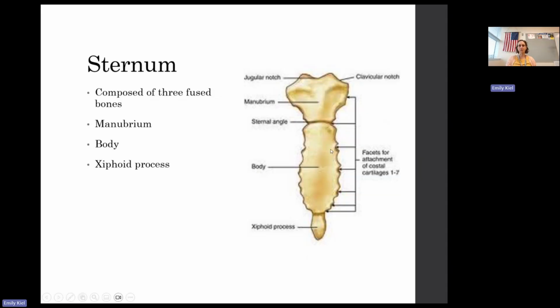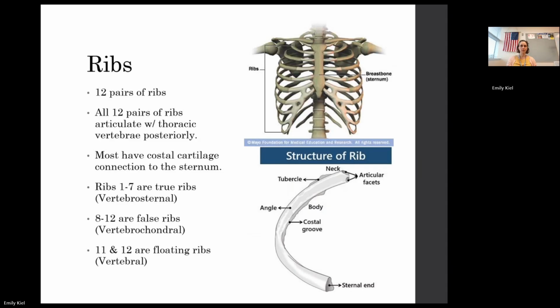You have your sternum, which is 3 fused bones. So you have your manubrium most superiorly, and it's got a little notch where your clavicle is going to articulate with it, a notch where the jugular veins are going to come through. You have the body, so that's the main part of the sternum that we think of. And then you have the xiphoid process. This is where if you're going to give somebody the Heimlich maneuver, you want to be going in that area. Also it is a landmark surgically for where you might be making an incision.